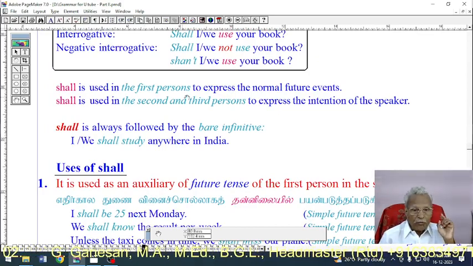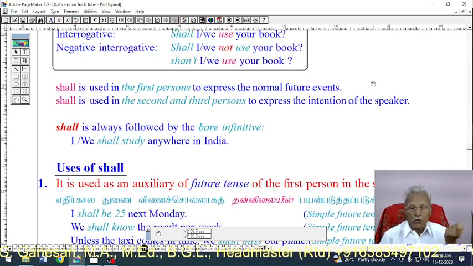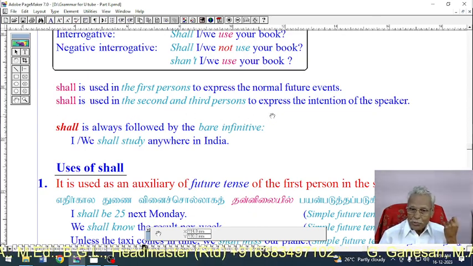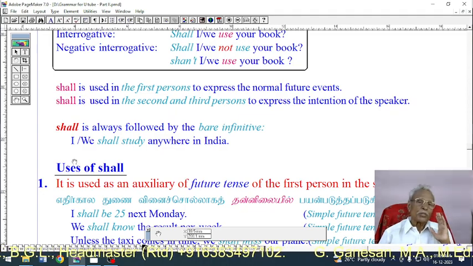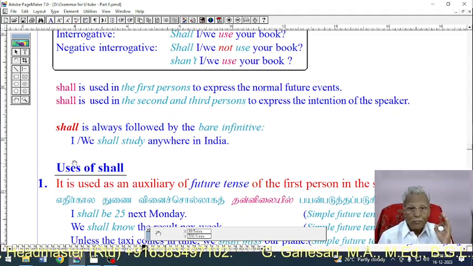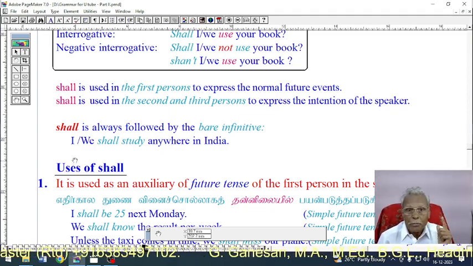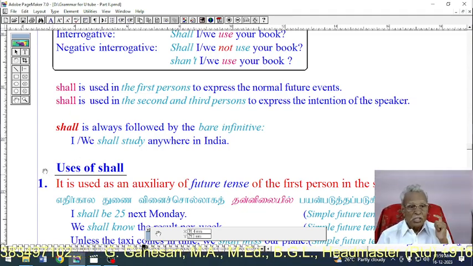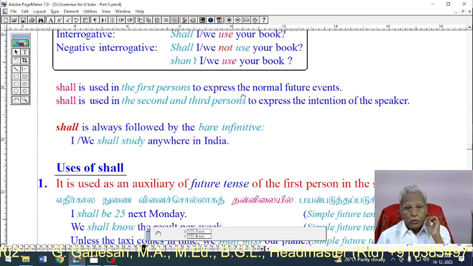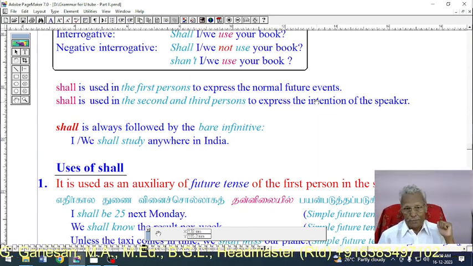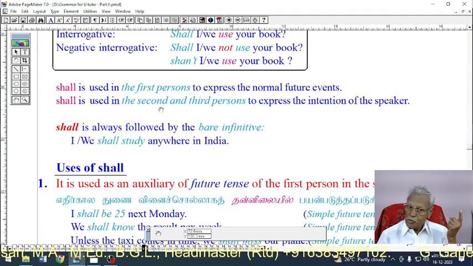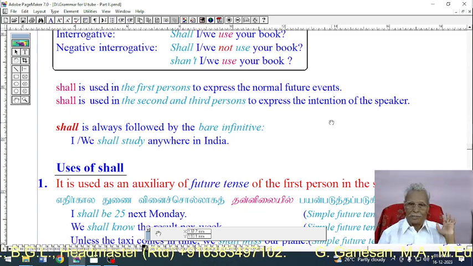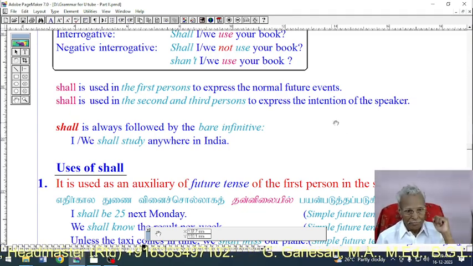Shall is used in the first person to express the normal future events, but shall is used in the second and third person to express the intention of the speaker. Dear students, you should bear it in mind. You should record it in your memory. That is, shall is used in the first person to express the normal future events. But shall is used in the second and third person to express the intention of the speaker. Kindly bear it in mind.